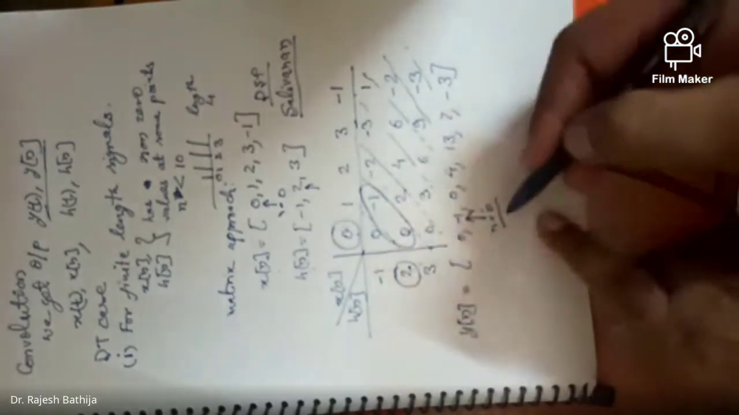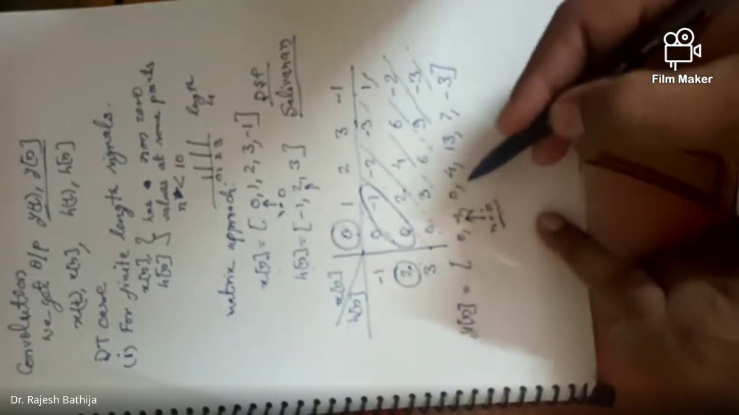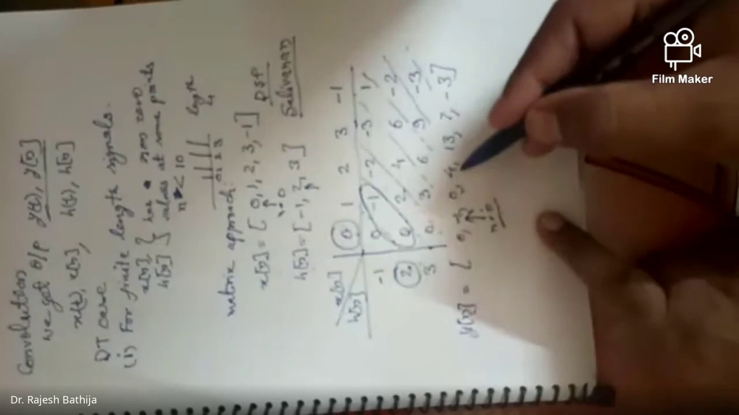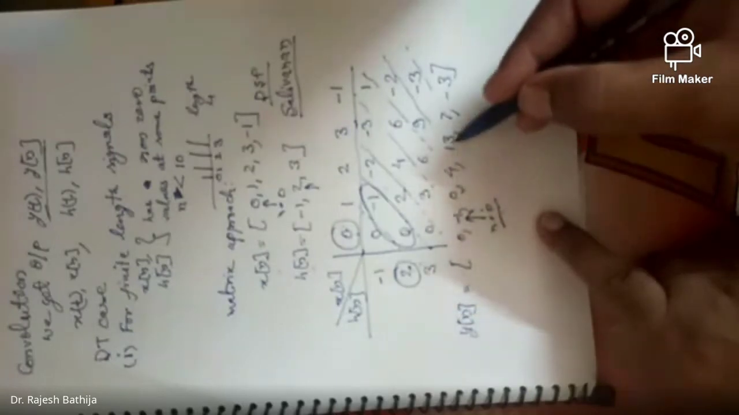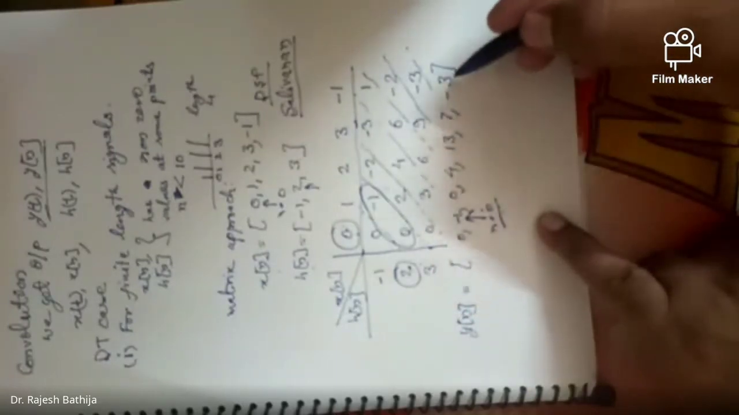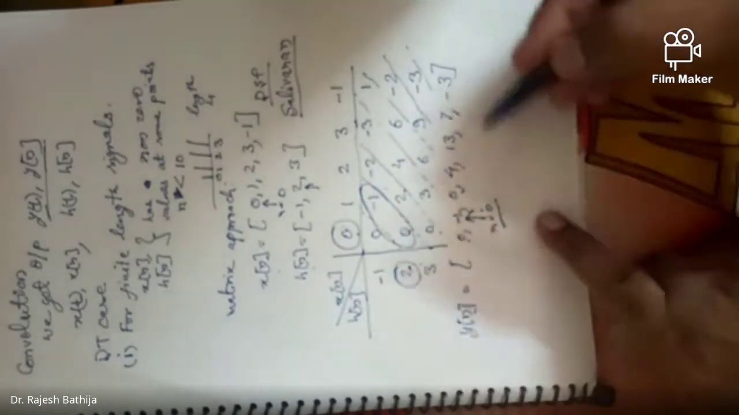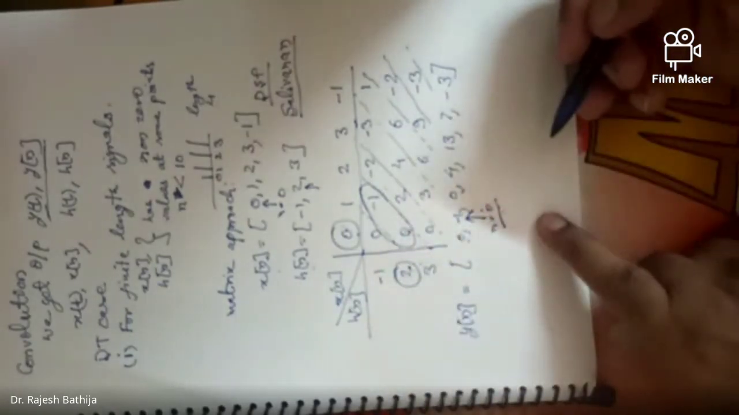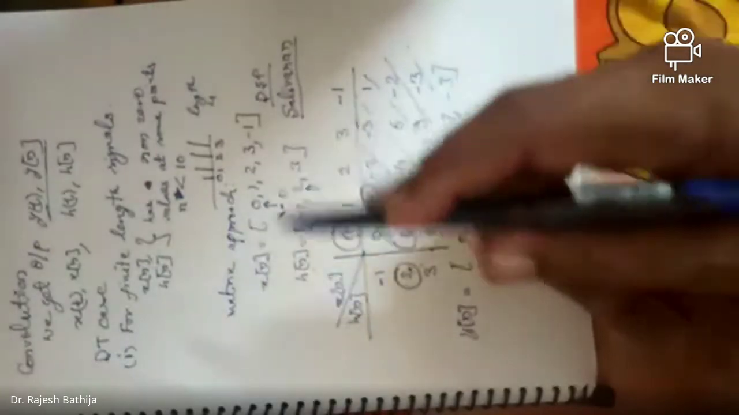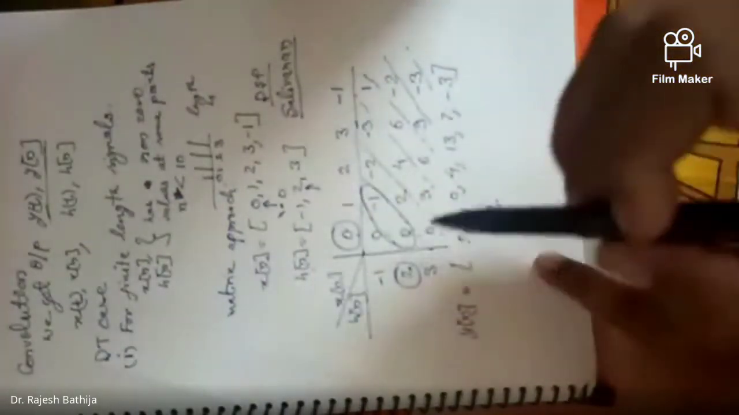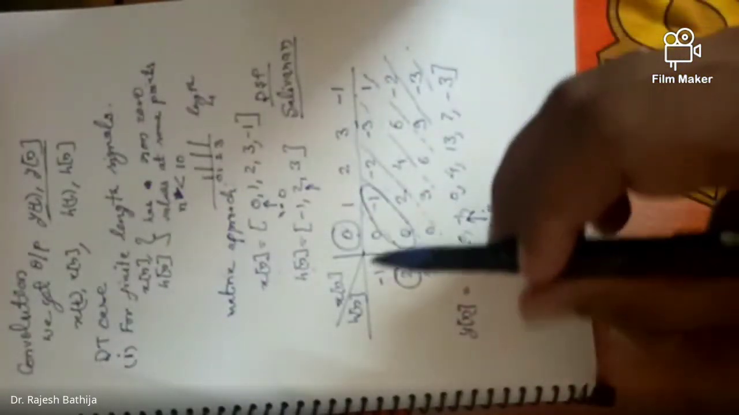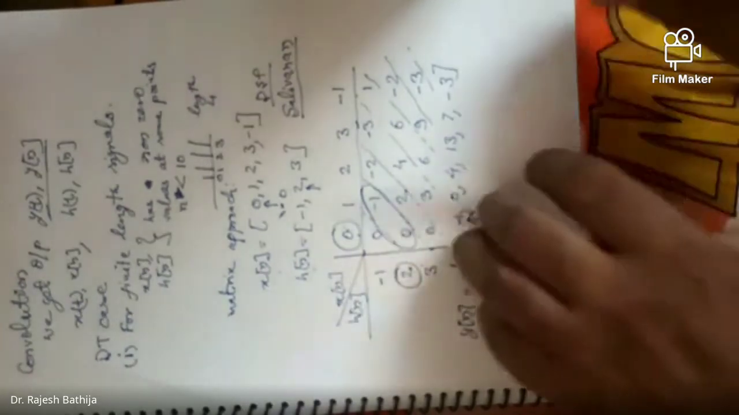That is, y 0 is -1, y1 is 0, y2 is 4, y3 is 13, y4 is 7, y5 is -3, y -1 is 0. That is the meaning of the n equal to 0 point. Is this fine now? Yes sir. So that is the first approach of convolution in the discrete time case, that is, for finite length signals.